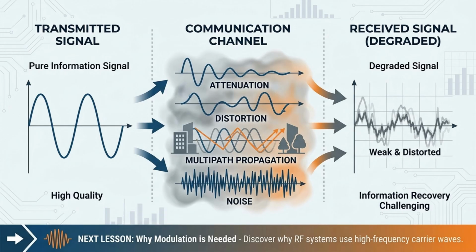In this lesson, we learned that signal degradation occurs when a transmitted signal becomes weaker or distorted as it travels through a communication channel. We also explored how attenuation, distortion, multipath propagation, delay, and noise work together to reduce signal quality and make information recovery more challenging. In the next lesson, we will explore why modulation is needed and discover why RF communication systems transmit information using high-frequency carrier waves.